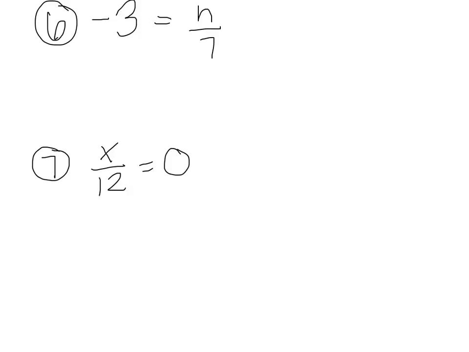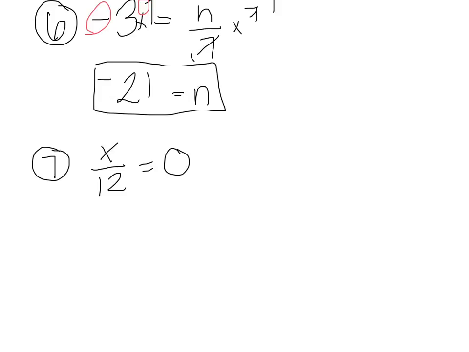I have negative 3 equals n divided by 7. So to both sides, I need to multiply by 7. So my 7's cancel out, make a 1. So I'm left with n on the right side. Negative 3 times 7: I've got a negative number and a positive number, so I know opposite signs, my answer is going to be negative. So 3 times 7 is 21. So my answer is a negative 21.